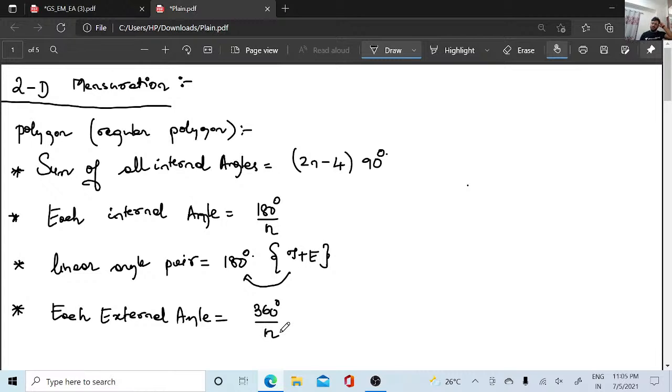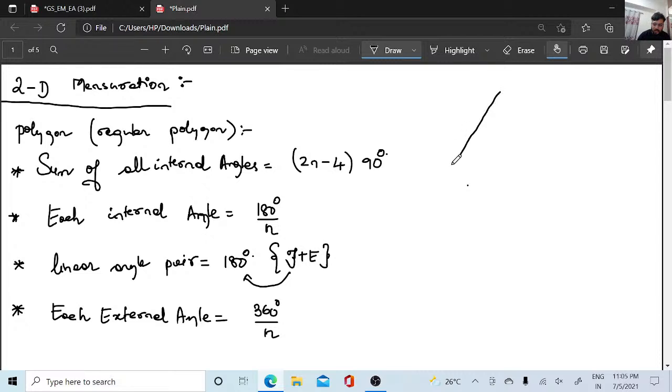Each external angle is given by 360 degrees divided by n, and you already know that the internal angle plus the external angle is equal to 180 degrees.